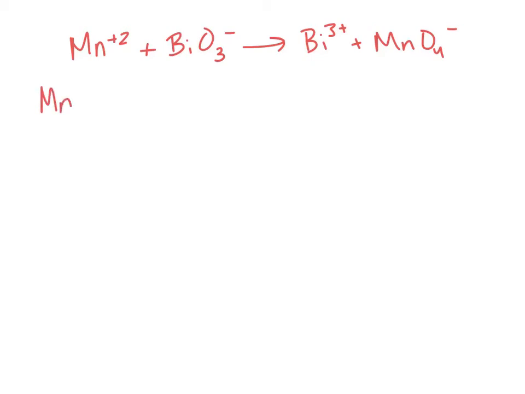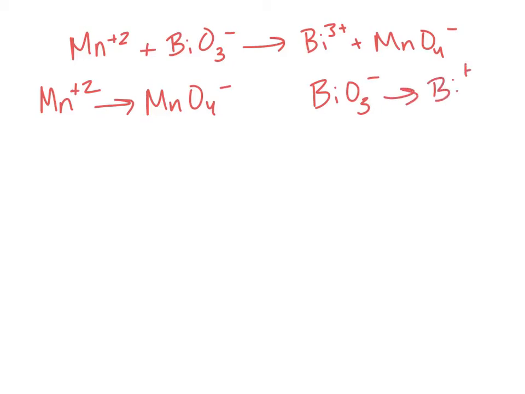We have Mn2+ plus BiO3-, making Bi3+ and MnO4-. Okay, so step 1, split into half reactions. I don't really care which one's reduction and which one's oxidation at this point, but I'm going to put everything with manganese together on one side and everything with bismuth together on the other side. So I'm going to put Mn2+ making MnO4-, and I've got BiO3- making Bi3+. Okay, all right, so these are my two halves.